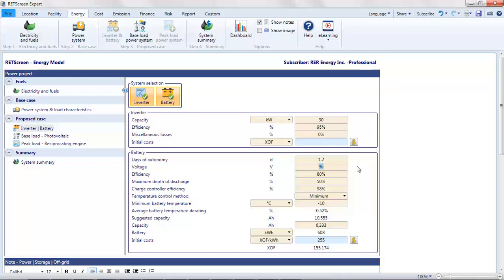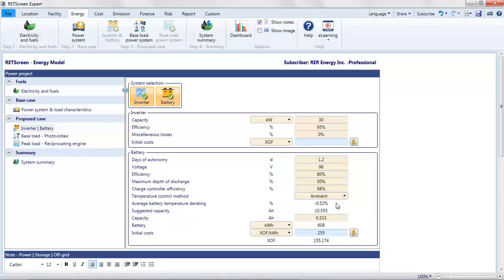It is a bit strange to see a mention of -10 degrees Celsius and minimum battery temperature control for a site in Burkina Faso. The average battery temperature derating is close to 0, so I can see that RETScreen is not suggesting that the battery ever reaches such low temperatures. Simply to avoid confusion, I'll change to ambient temperature control, meaning that the battery temperature is assumed to be near the monthly mean temperature. The average battery temperature derating remains the same, confirming that this was a cosmetic adjustment.